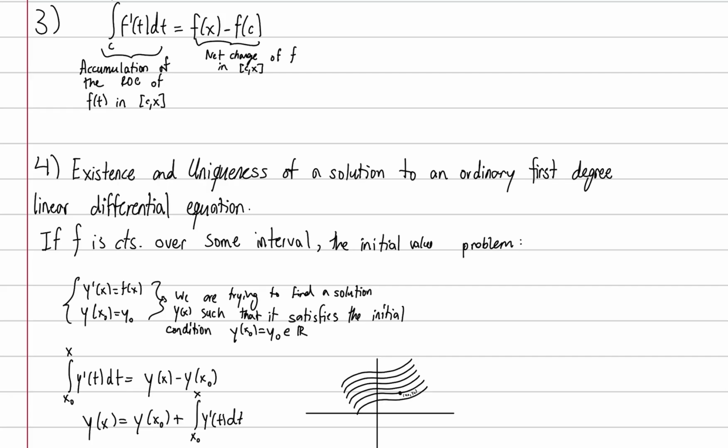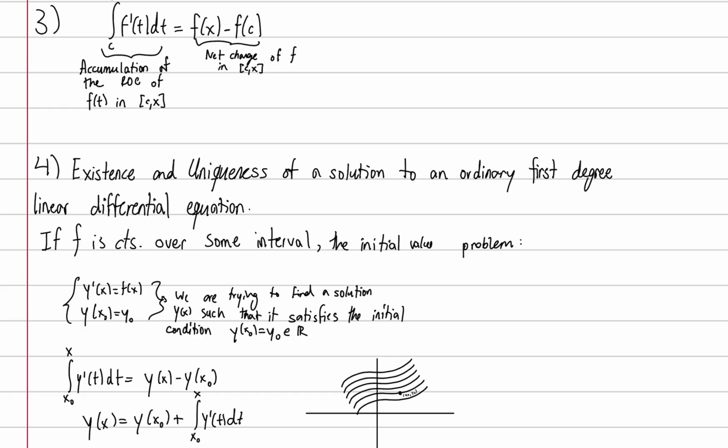So if f is continuous over some interval, we have an initial value problem, okay? Let's say we know the derivative of some function y of x, and we know some initial value at x naught, which is y naught. We are trying to find a solution y of x that satisfies our initial condition, okay? Of course, we have a general solution, right? We should be able to find the general solution by taking the antiderivative.